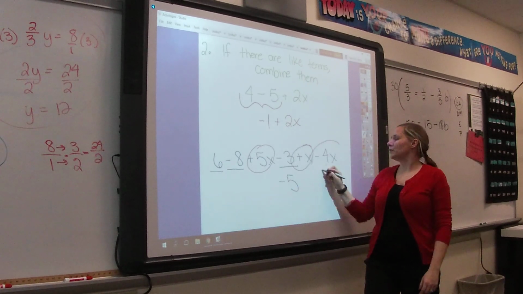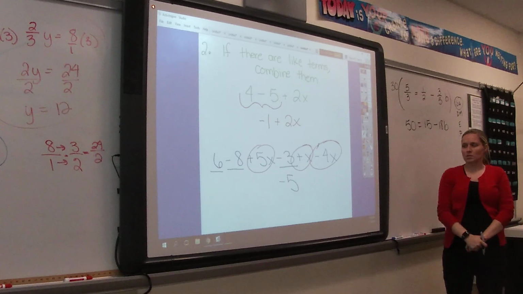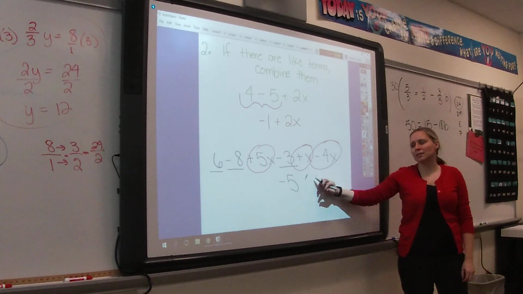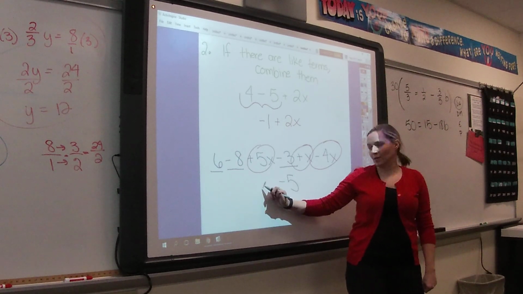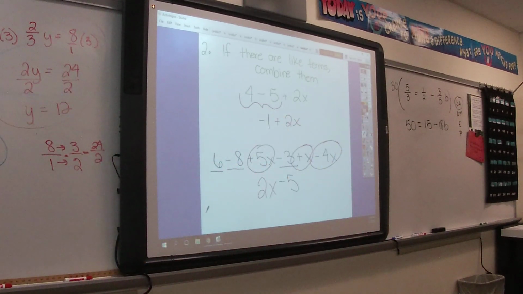5x, x, and negative 4x. And what's that going to become? 2x. Do we want to put a positive 2x here or a 2x here? 2x. There's where I'm seeing more of the preference. Now, 2x minus 5 versus a negative 5 plus 2x, mathematically speaking, is the exact same thing. It doesn't matter. Okay, but it's also in something that we call standard form.